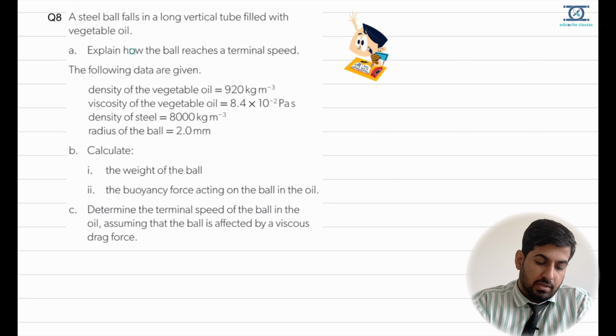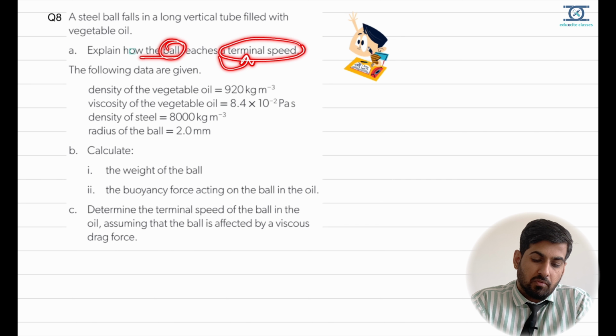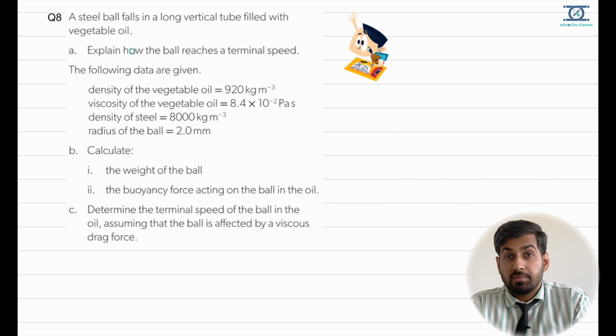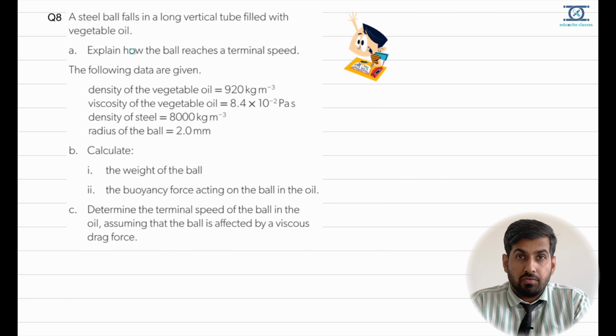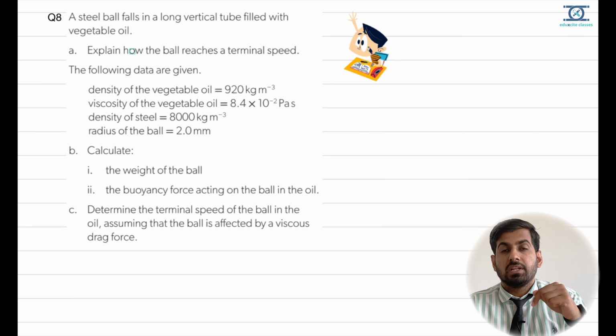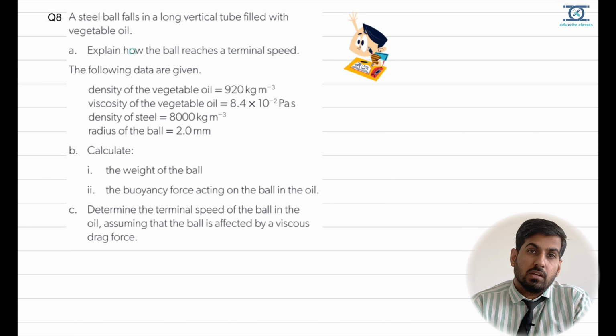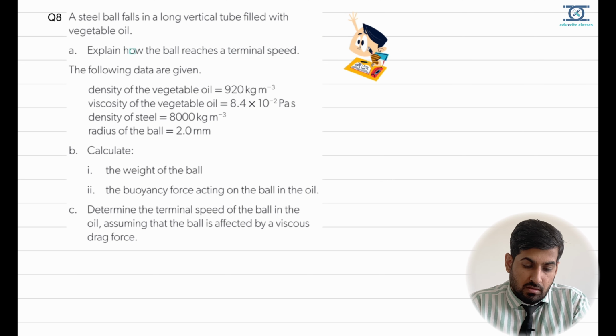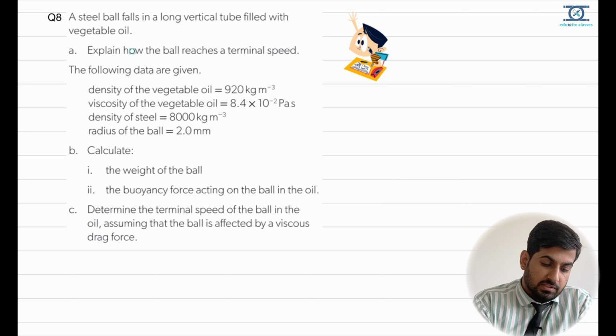Now the A part: explain how the ball reaches the terminal speed. These types of questions are quite common, and we discussed the terminal speed in my previous video. If you have not watched, you can check the playlist, link is given in the description. There I have started with the topic in a sequential manner. Now let me write down the answer first.